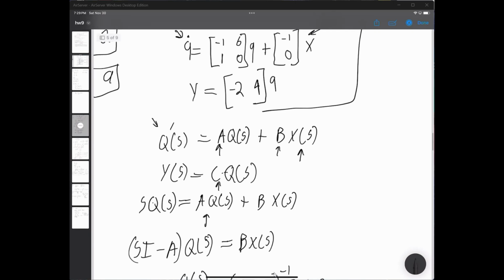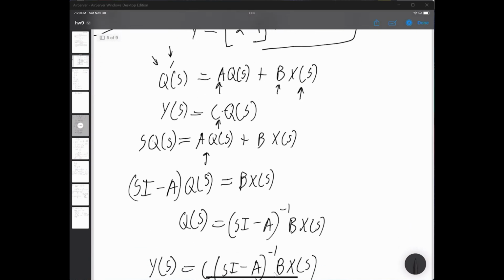And if you Laplace anything that's prime, it becomes SQ of S minus its initial condition, usually. But for state space, there are no initial conditions like that, so we ignore that. And nothing changes much over here, right? But we do have this S. Now we need to solve for Q of S, because if we plug Q of S back into here, we can get X of S with Y of S and get a transfer function, right?